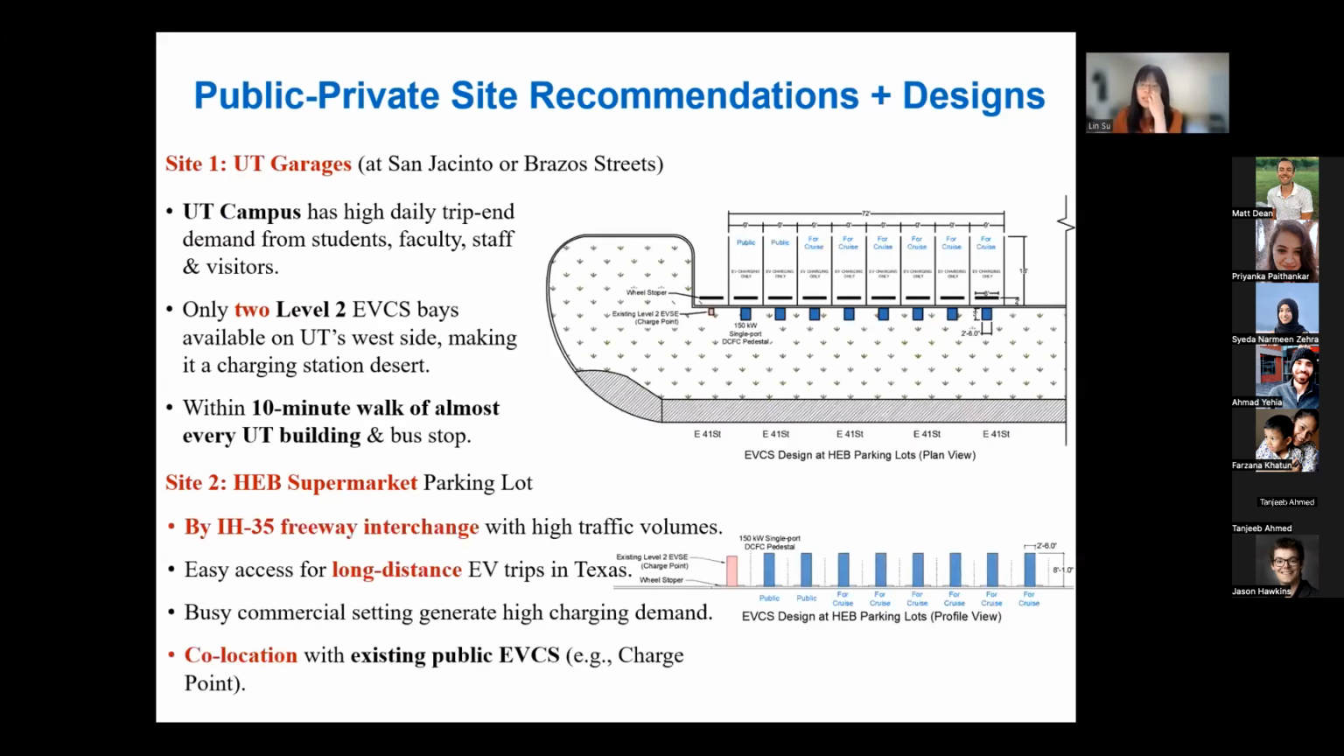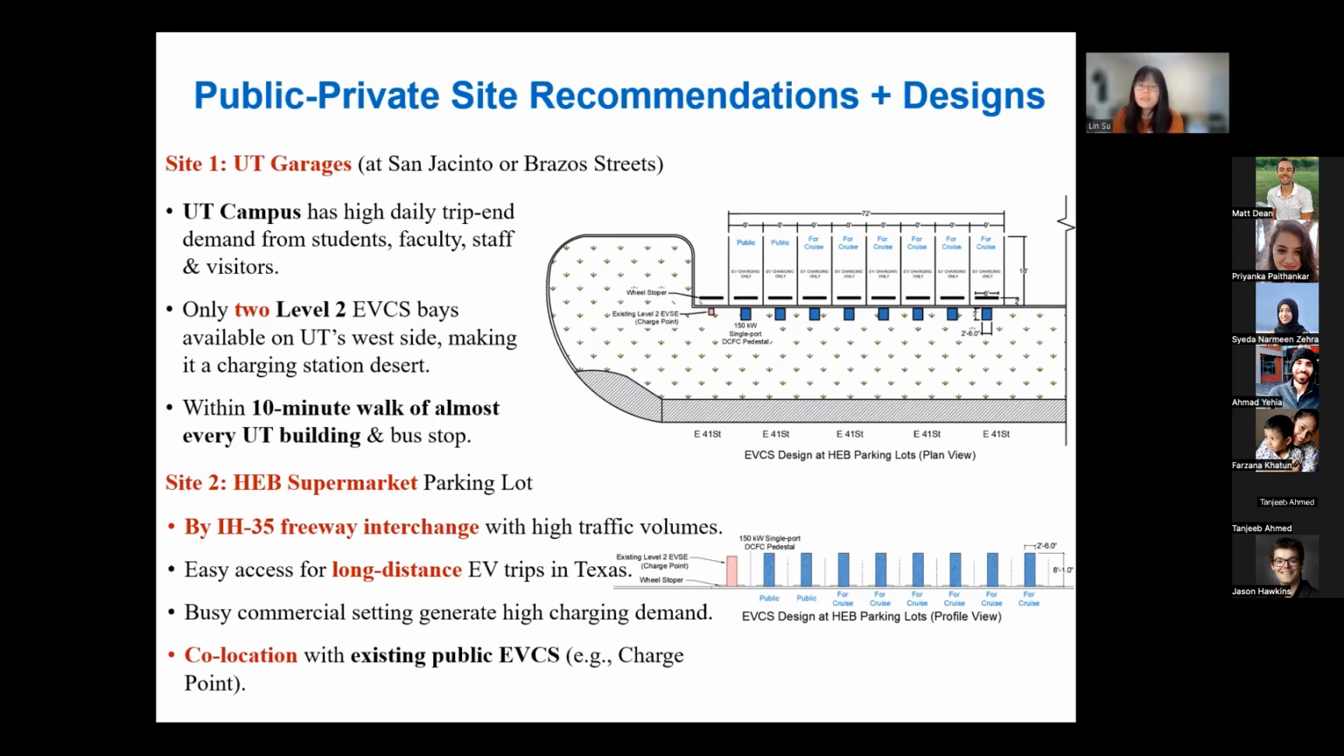The second potential site is the HEB parking lot. It's also near an intersection of Freeway I-35. Examples of designs are shown at right. Commercial areas such as HEB always witness high traffic volume and will also generate high demand for EV charging. In addition, since the parking lot is along the I-35 freeway and near a freeway intersection, it could provide easy access for long-distance EV trips.